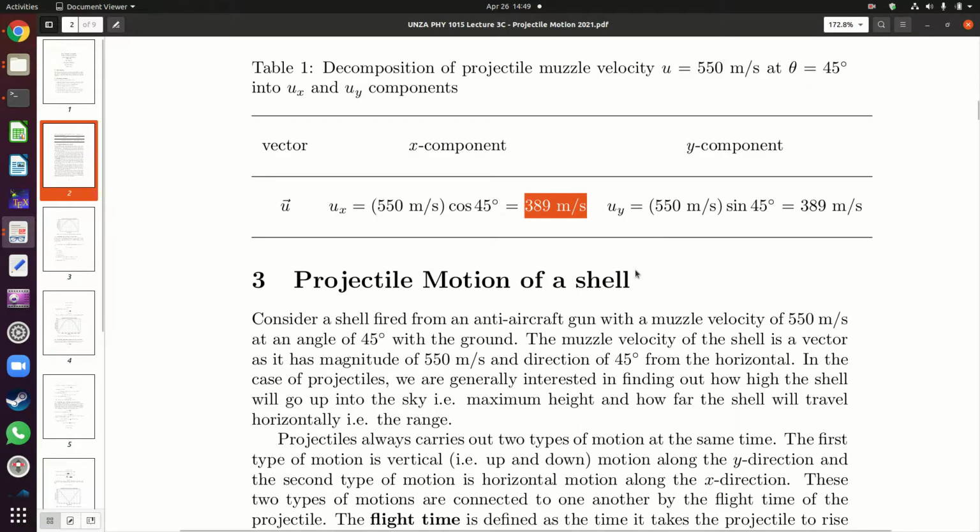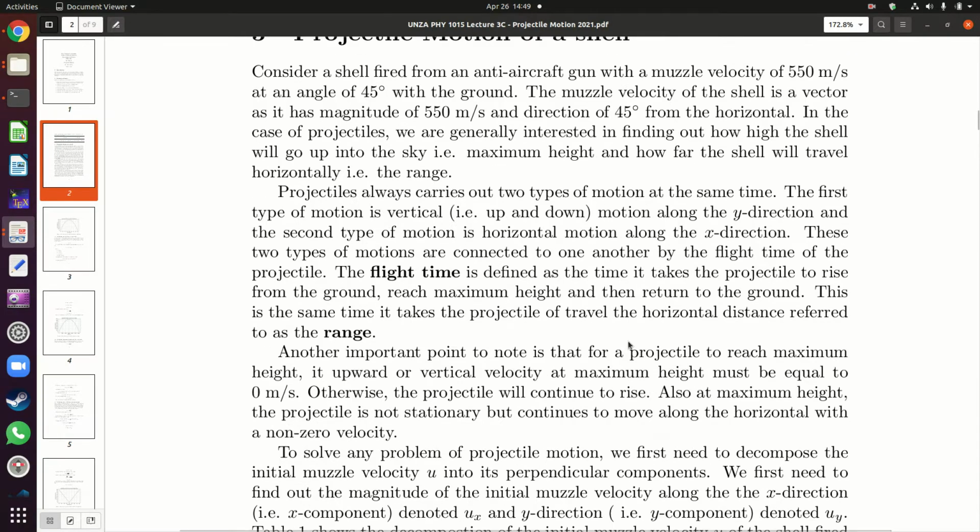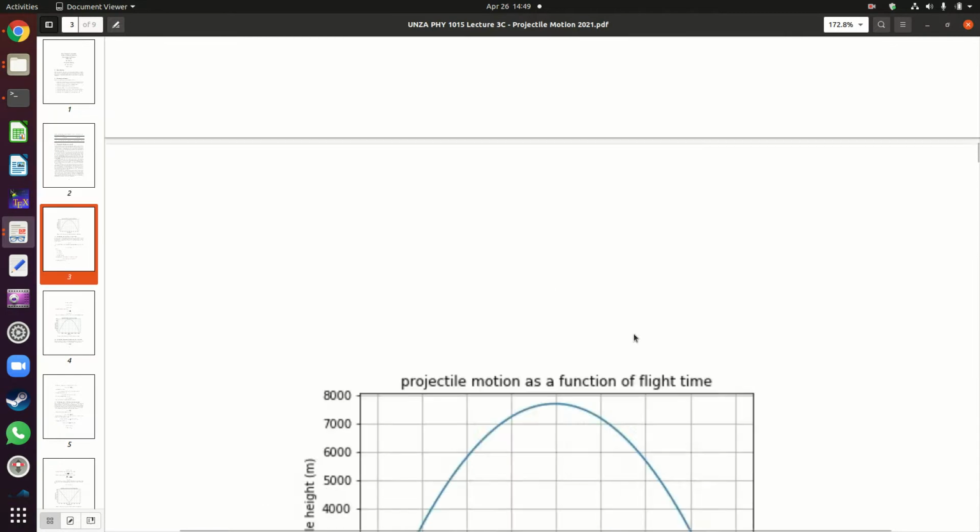So in the y direction, when your projectile moves away from the surface of the earth, it has to reach maximum height. So in the y direction, this velocity, 389 meters per second, will have to reduce as your projectile goes up. When it reaches maximum height, the velocity of your projectile is going to be equal to 0. That's what you're supposed to be aware of.